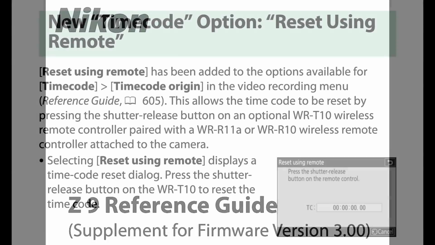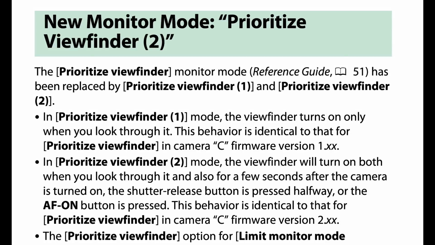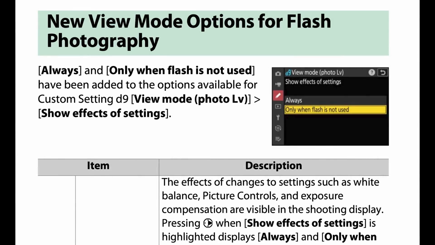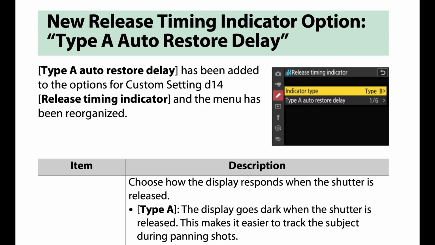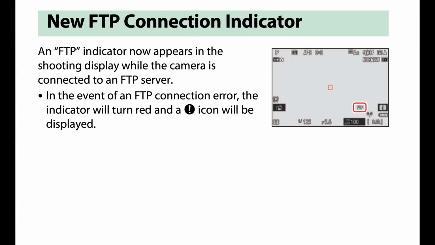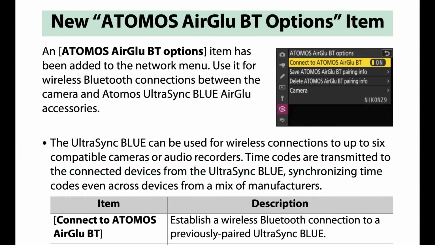First of all, we have new timecode option in video recording. Second, we have a new monitor mode, prioritize viewfinder, and we have new view mode options for flash photography. We also have now an option to display the color temperature value if you shoot under white balance with preset manual. We also have a new release timing indicator option, which is something I talked about in my 35 tips on the Nikon Z9. We have a new FTP connection indicator. We have support for FTPS. And we have finally one option which helps you if you shoot your camera with Atomos video devices.